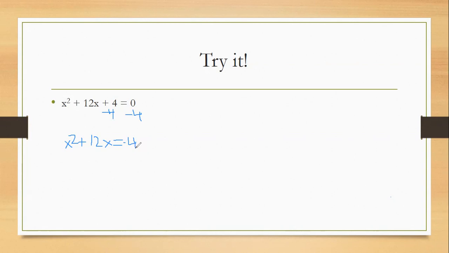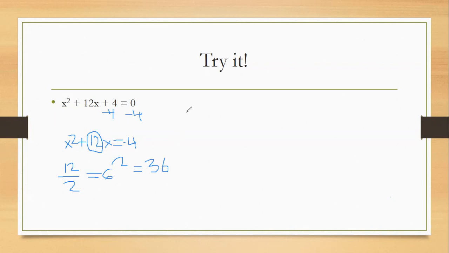Okay. The second step, and that's probably the step that we're all getting stuck on, is taking this number and dividing it by 2, and then squaring that. So we take 12, divide it by 2. 12 divided by 2 gives you 6. 6 squared gives you 36. 36 is a perfect square. These are called perfect square trinomials.